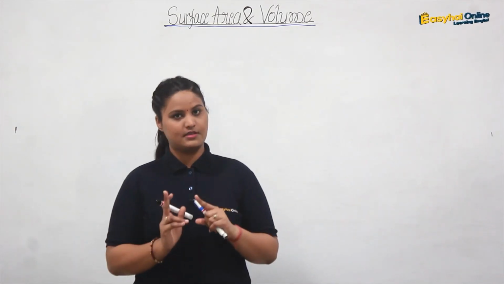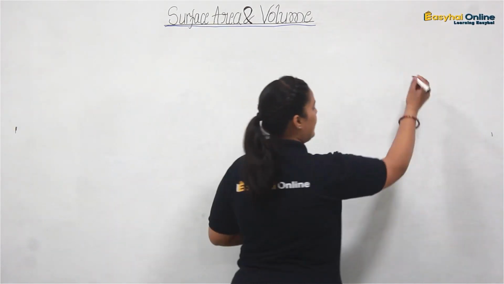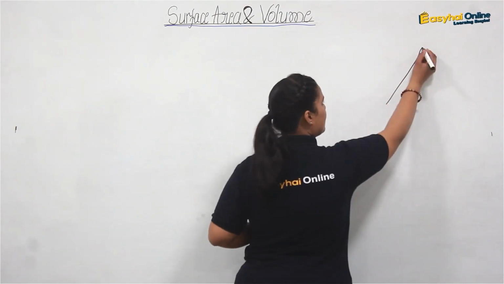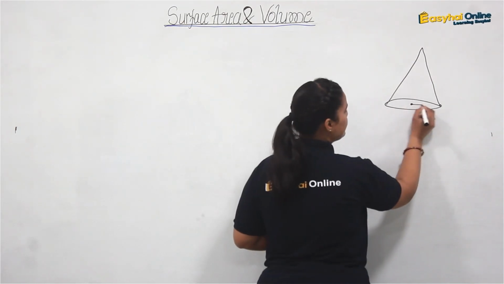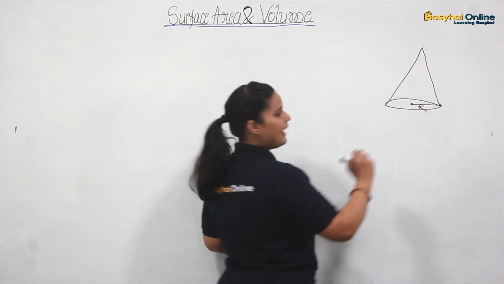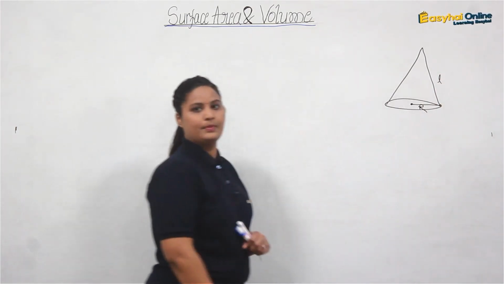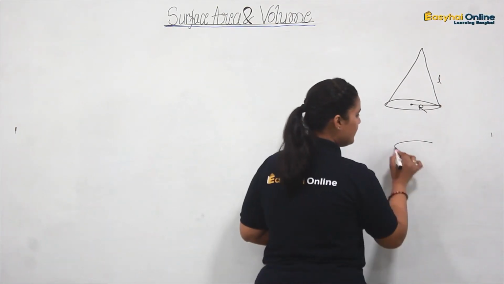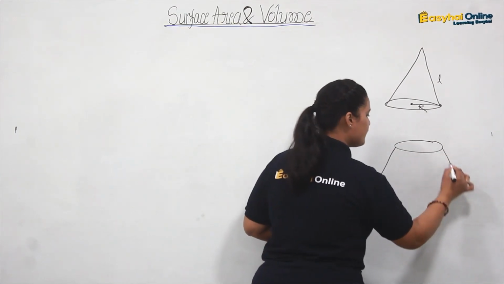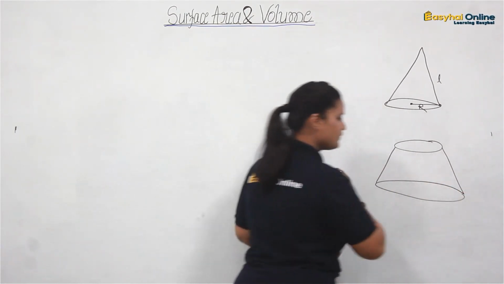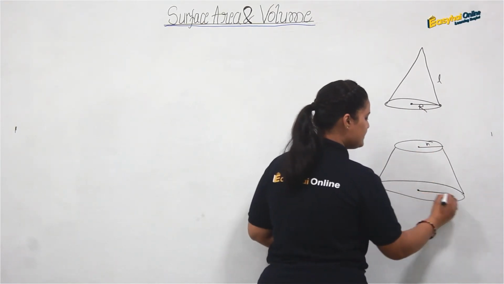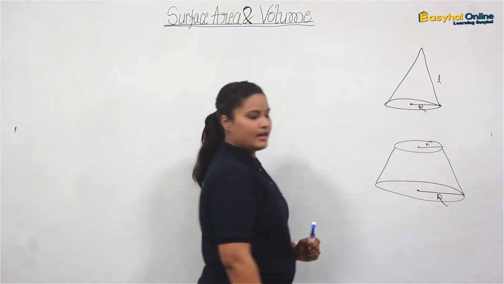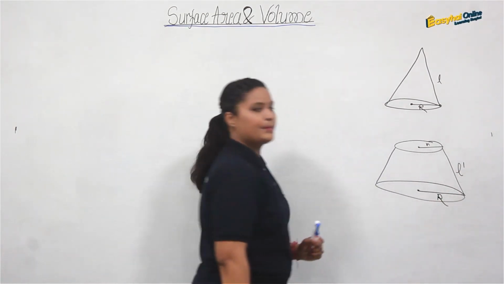Let's talk about the curved surface area of a cone and a frustum. I will draw a cone here, having radius capital R and slant height L. Now here I have a frustum, having one small r radius and one capital R radius and slant height L dash.